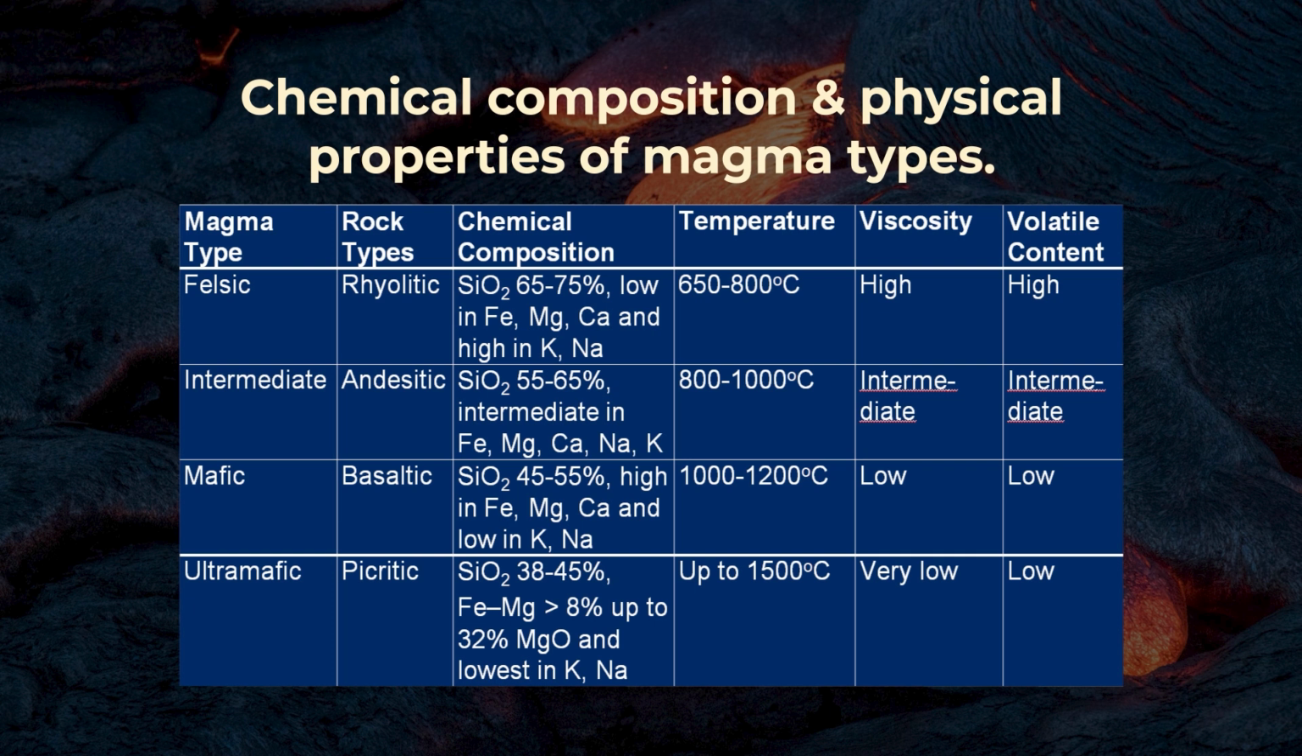And ultramafic, or picritic: the silica content ranges between 38 to 45%, and it has very high iron and magnesium, more than 8%, up to 32% magnesium, and low potassium and sodium. Its temperature is up to 1500 degrees centigrade, and viscosity is very low, and volatile content is also low.